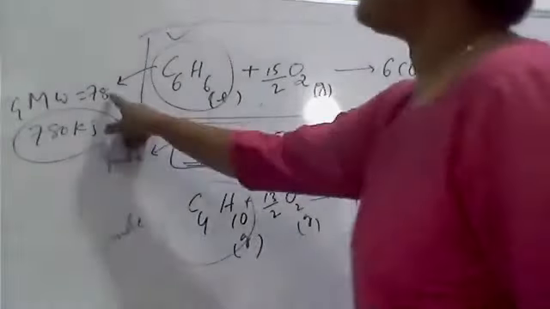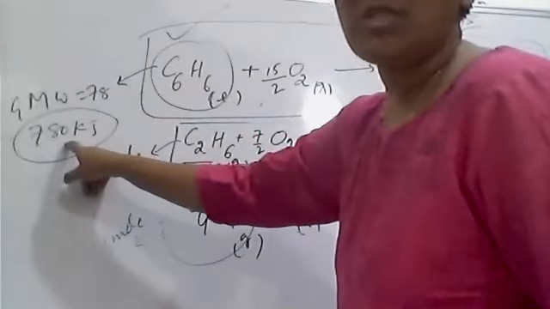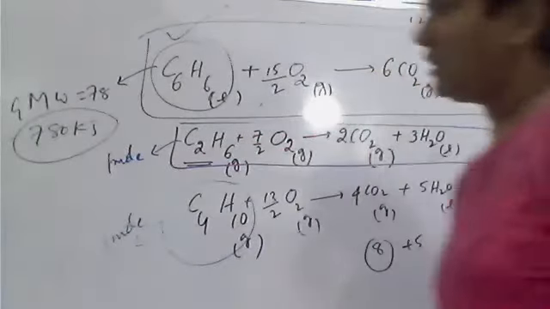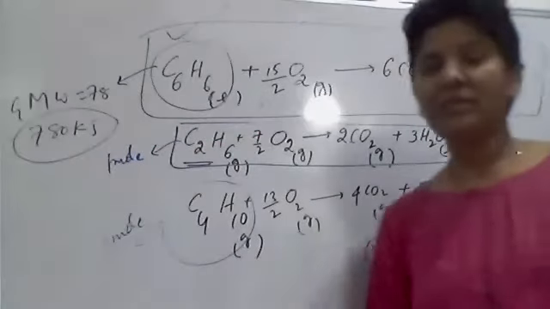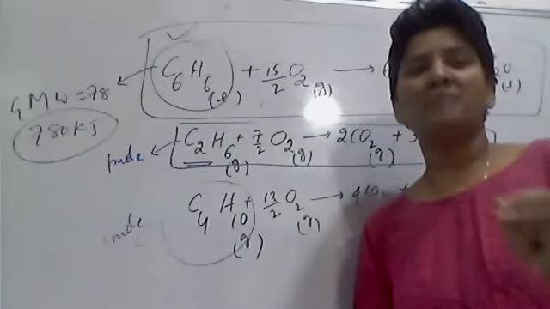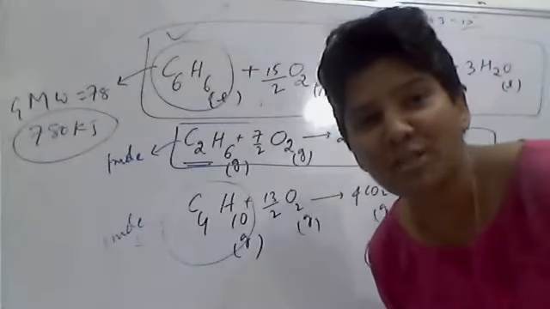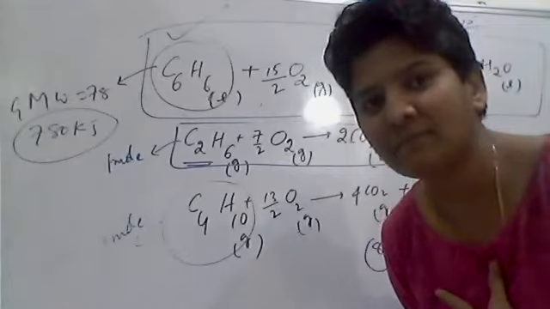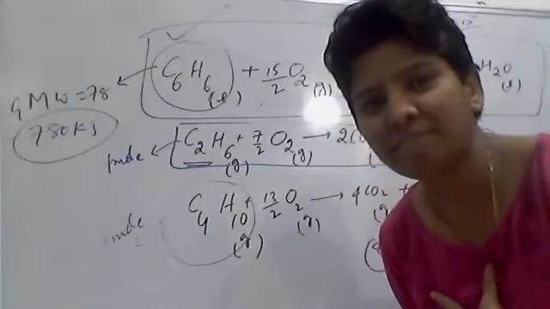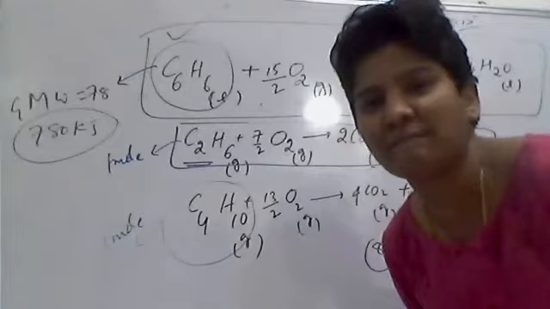One more thing I want to tell you here. 78 grams per mole of benzene gives how much? 780 kilojoules of heat. Okay, it gives out heat, therefore minus. And next, tell me simply, what will be the heat of combustion released for 50 grams of benzene? Use common sense and tell me the answer.